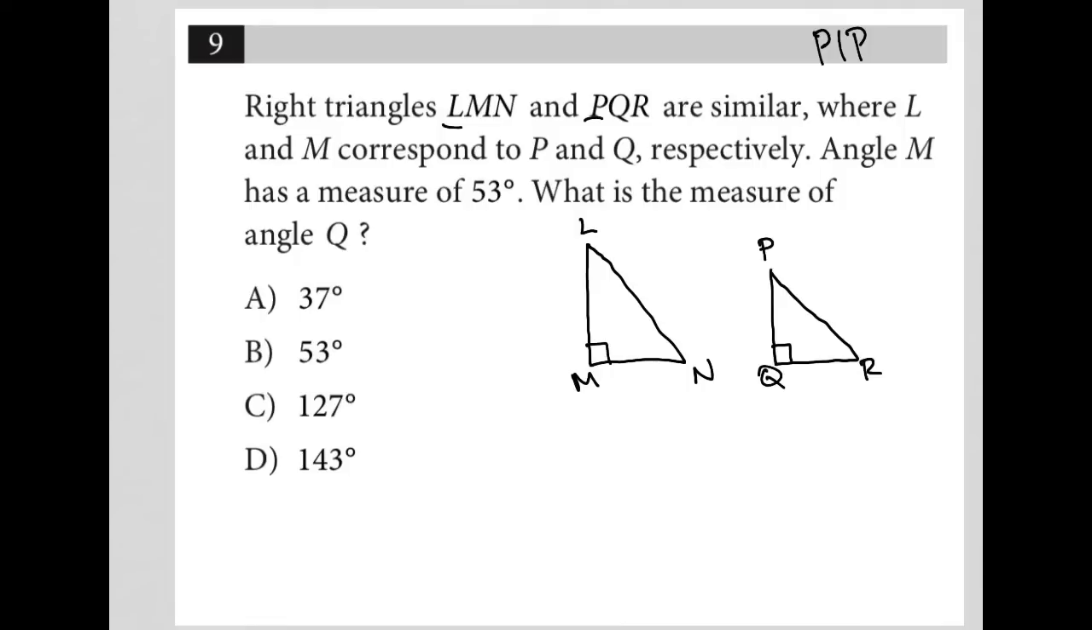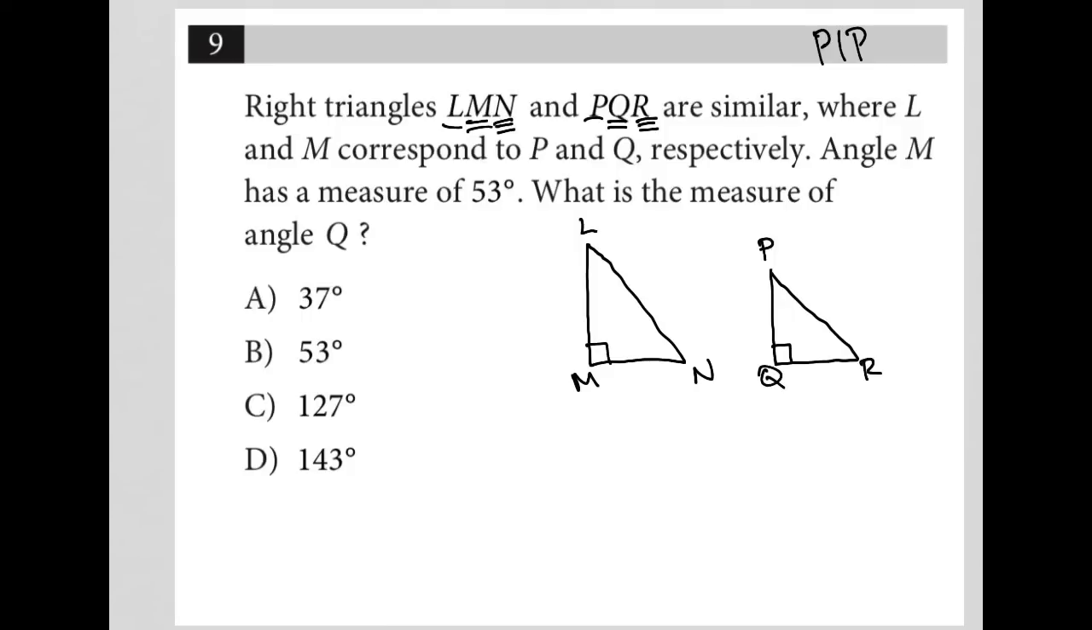The L and the P should be in the same location. The M and the Q should be in the same location, right? They're both at the right angle. And the N and the R should be in the same location in order for these right triangles to be similar, where L and M correspond to P and Q, respectively. We got that. Angle M, okay.